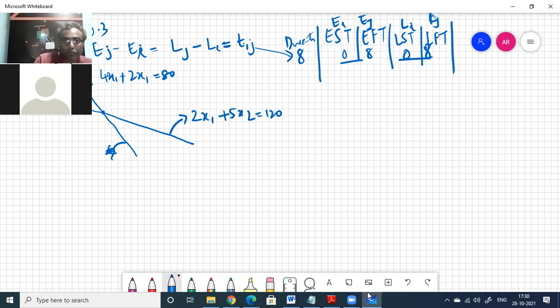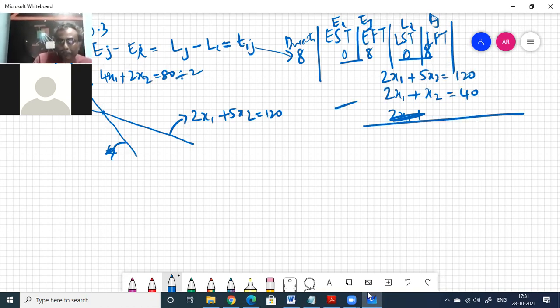Okay, now let us put both these together. You divide this by 2. 2x1 plus x2 is equal to 40. Same, 2x1 plus 5x2 is equal to 120 put on top. Now you subtract, this will cancel out. 5x2 minus x2 is 4x2. 4x2 is equal to 80. x2 is equal to 20.